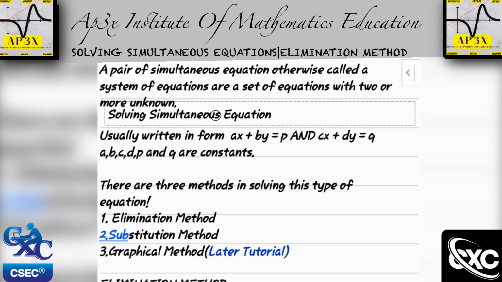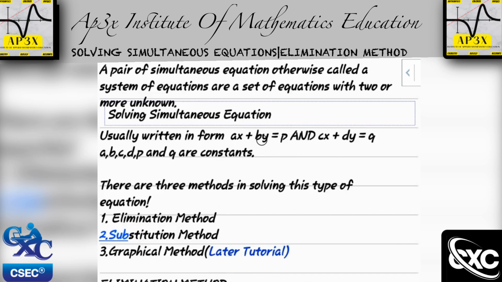Now, for you to solve a pair of simultaneous equations, you have to first be able to recognize when you're looking at a simultaneous equation and almost when a simultaneous equation is deriving itself. The general form that you're going to find a pair of simultaneous equations written in is this formation here: ax plus by equals p, and cx plus dy equals q, where a, b, c, d, p and q are constants. They're going to be numerical values, which you're going to be seeing in the examples in this video.